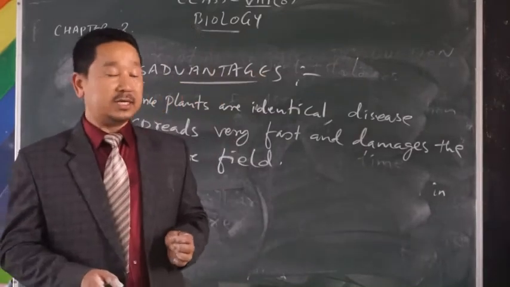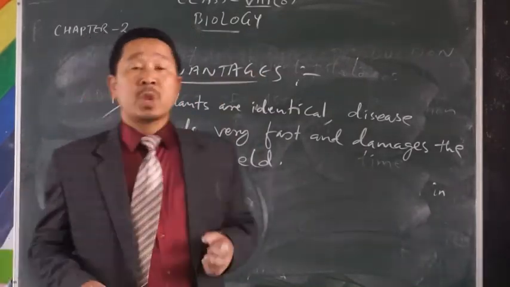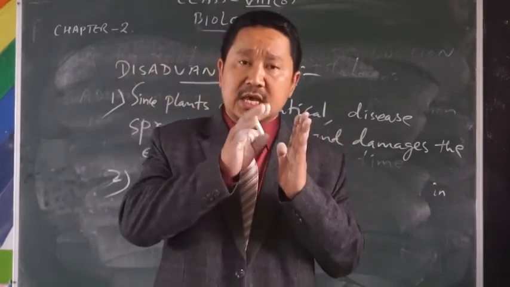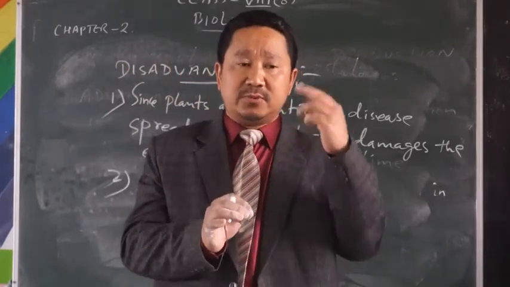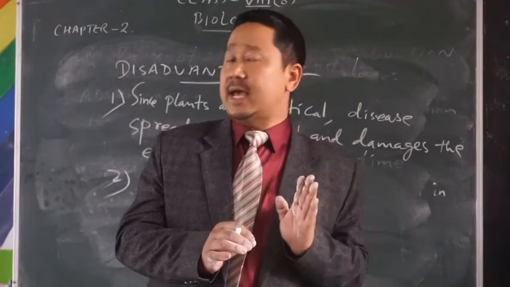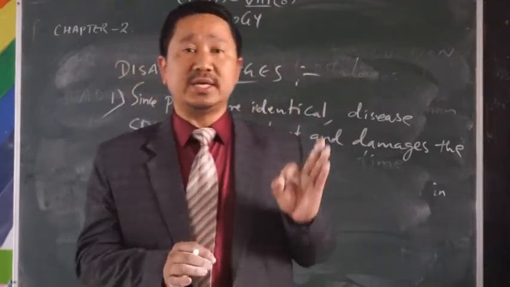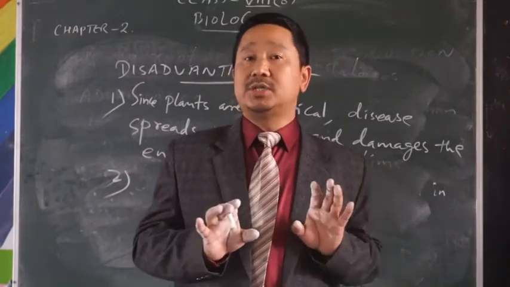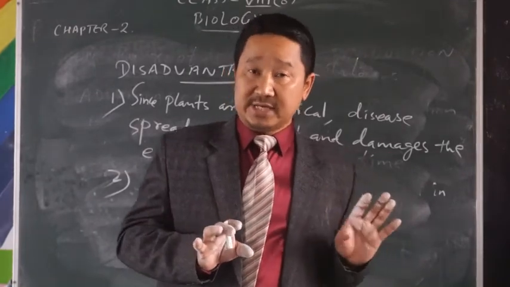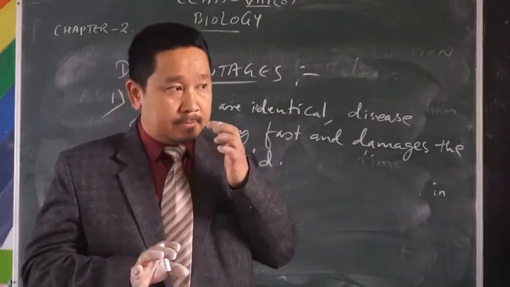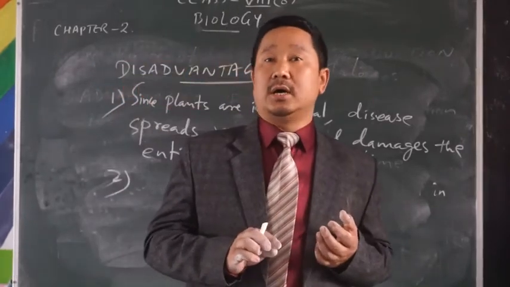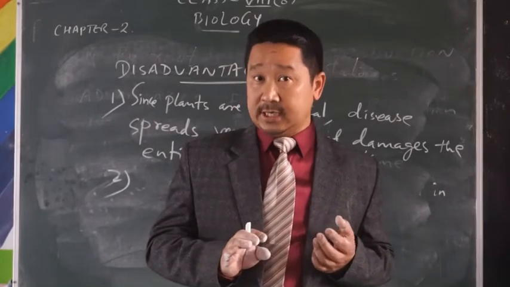All right, my dear children. Today we have just finished reproduction in plants, which is of two types, asexual and sexual. Today we finished the different modes of asexual reproduction, and in the next class we'll do sexual reproduction in plants.